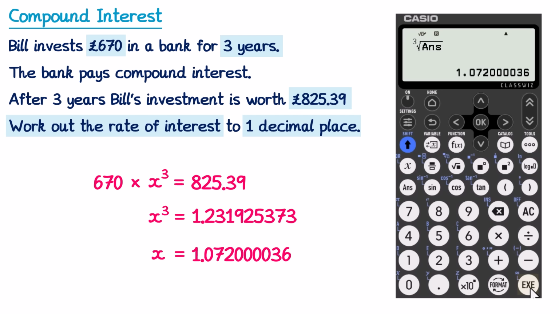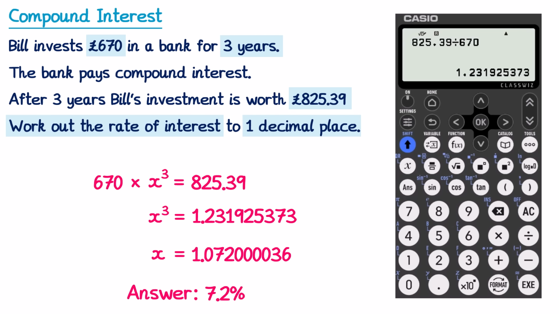Now the question wants us to find the rate of interest to one decimal place. We need to remember that this number we found is the multiplier, so it's not the rate of interest itself. 1.07, for example, represents a 7% rate of interest. And then for the same reasoning, 1.072 will be 7.2% rate of interest. Since there are zeros after this, we can be sure that the answer to this question is 7.2%.